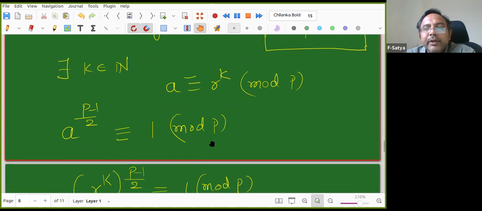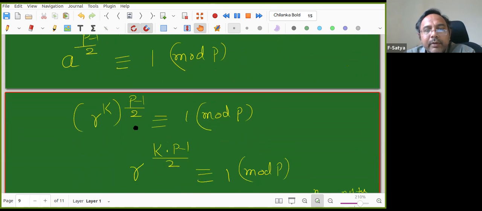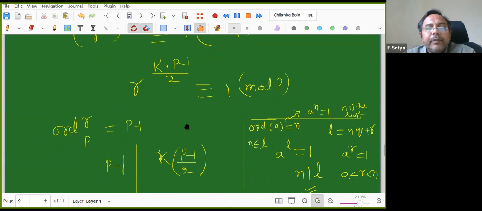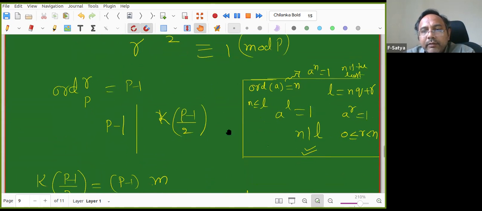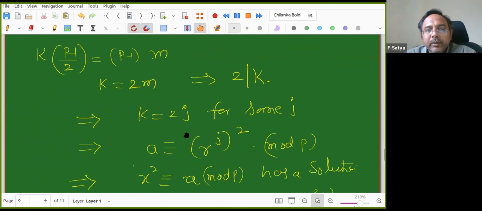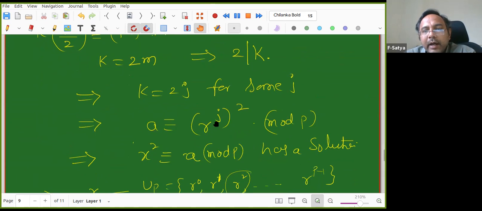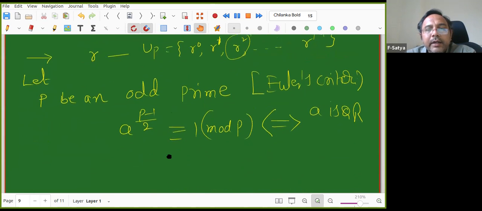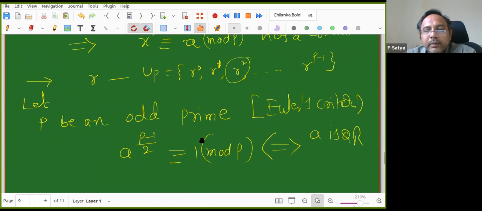Now a power (p minus 1)/2 is 1 is given. So (r power k) power (p minus 1)/2 equal to 1 mod p. So this product equal to 1 mod p. But the order of r is p minus 1. So p minus 1 has to divide this exponent. With that, we observe that k has to be even. So k equal to 2j. So a, I can write r power k as (r power j) whole square. That means a satisfies this equation, right? And later we realized that if p is an odd prime, this holds if and only if a is a quadratic residue.